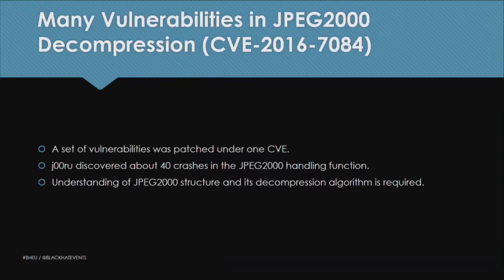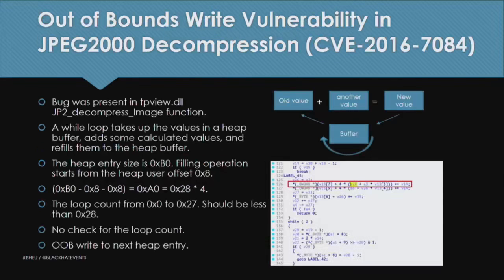The last CVE I will show you is CVE-2016-7084. It's a set of vulnerabilities when tpview.dll decompresses JPEG 2000 files. This CVE includes nearly 40 different crashes discovered by Matthias Jurczyk. From the crashes, to know the real reason for every bug, one should know the JPEG 2000 decompression algorithm very well. It's really not a small job for us. In our talk, I'll explain one of them as a case study. It's an out-of-bounds write vulnerability.